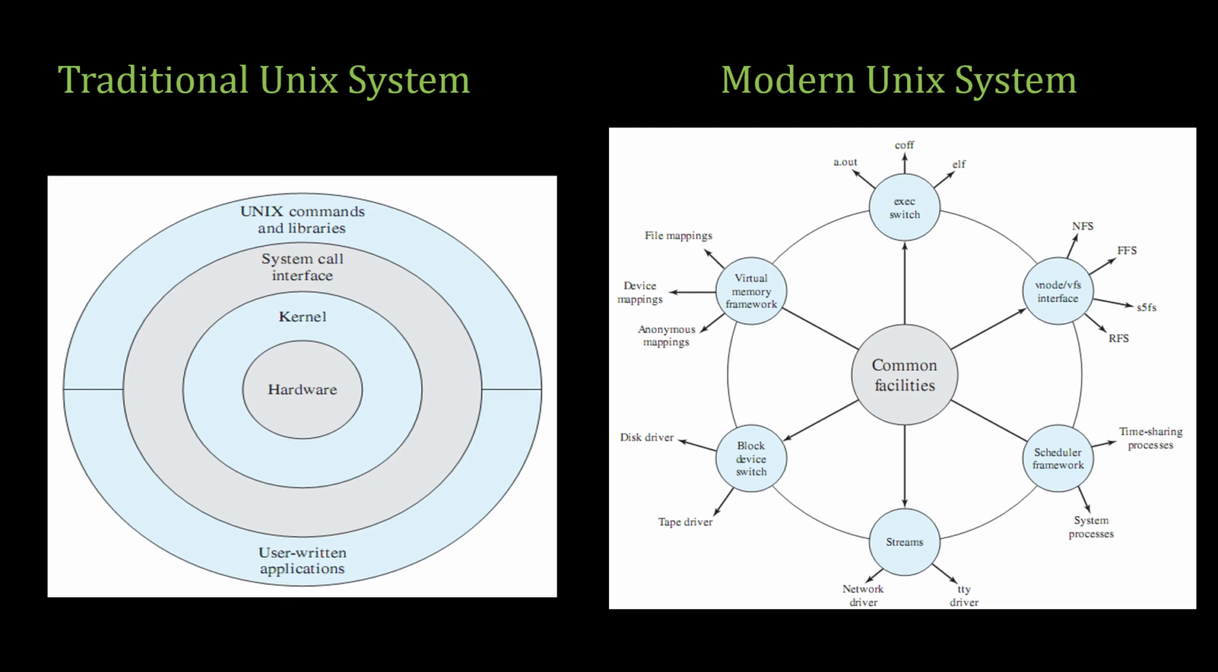Now, moving on to the picture on the right hand side, which is the modern Unix system. A Unix system that follows the design principles and features of modern operating systems is called a modern Unix system. As you can see in the figure, the outer circles represent functions and an interface that may be implemented in a variety of ways.